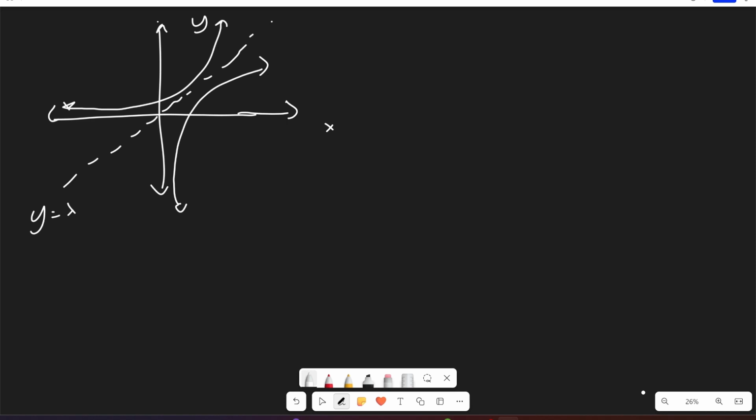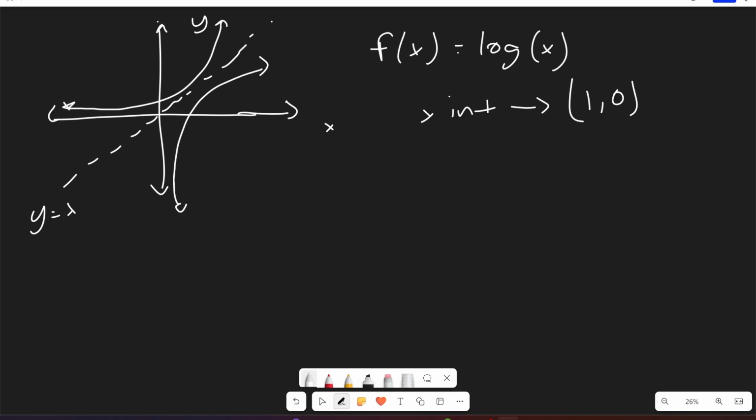Let's say our graph f of x is equal to log x. Remember, if I'm not writing a base here, we're assuming this is base 10. The x-intercept for this graph is 1 comma 0, and we know this because if we set f of x, which is essentially y, to 0 equals log x, we're saying 10 to the power of 0 is equal to x. Anything to the power of 0 is 1, so x is equal to 1. That's how we know our x-intercept is 1 comma 0.